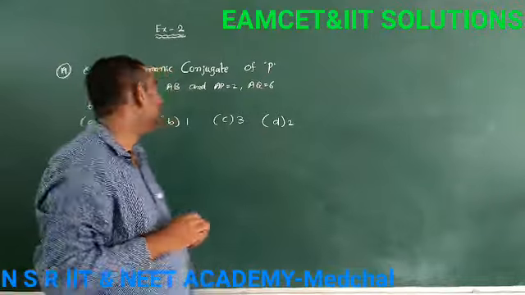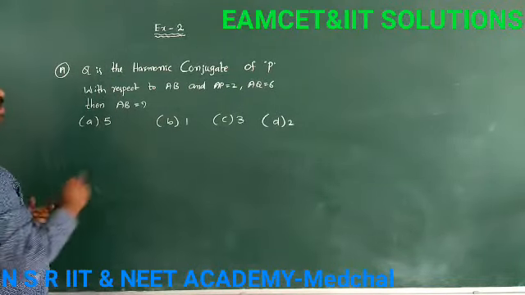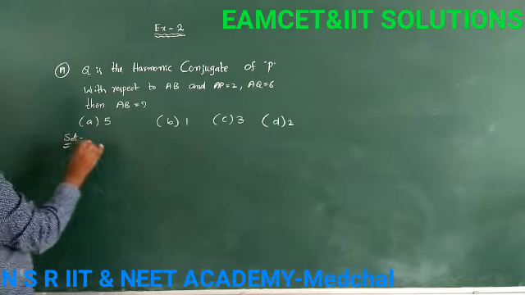So this is our next question. Q is the harmonic conjugate of P with respect to AB, and AP value is 2, AQ value is 6, then AB equal to? So already we know about harmonic conjugate.